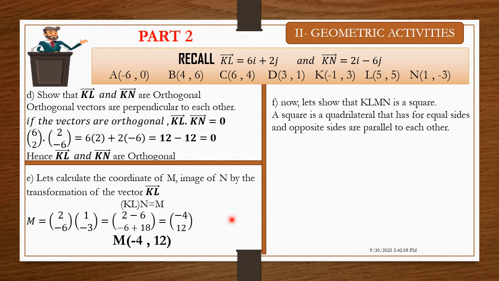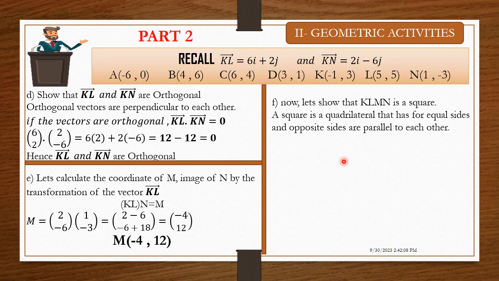Now let's show that KLMN is a square. This is the last question for the year 2013. Let's show that KLMN is a square. Now let us define what a square is. They have just asked us to show that KLMN is a square.